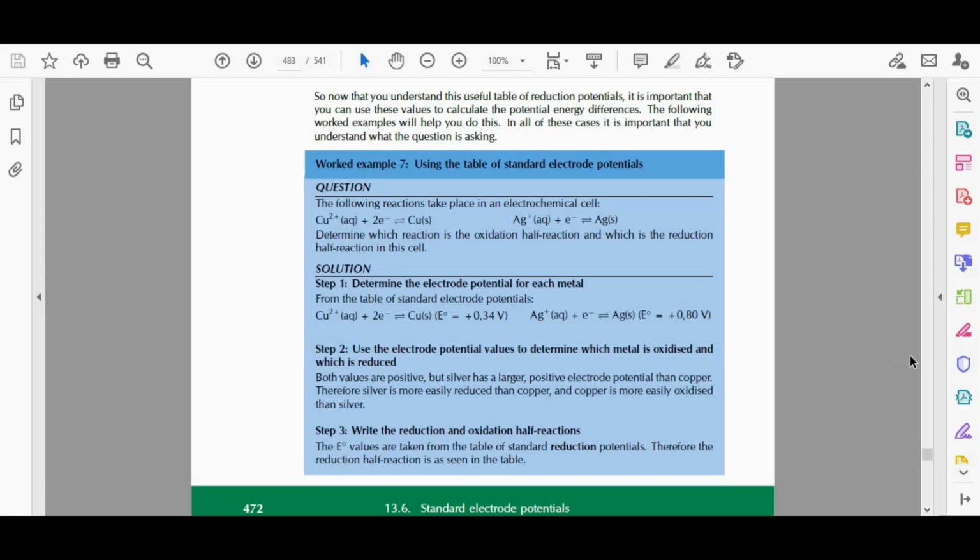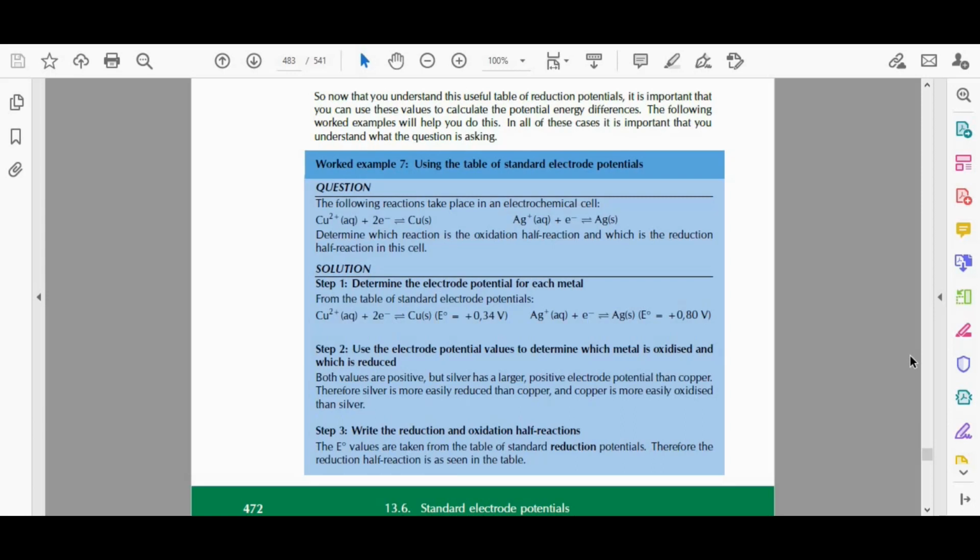This is different from the zinc copper cell, because zinc has a negative electrode potential value of negative 0.76, and copper has positive 0.34. So in the zinc copper cell, we know that zinc would have been oxidized while copper would have been reduced. Alright, cool.